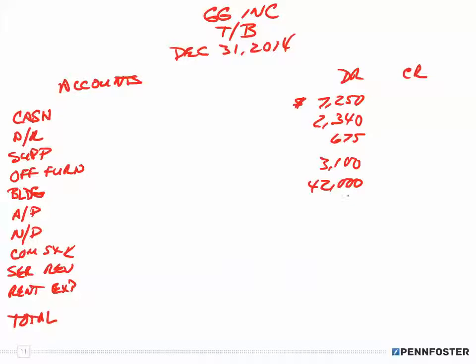Now for accounts payable, that's a credit. So in the credit column, since it's the first number, I put a dollar sign, and that amount was $725. My notes payable was $15,000. My common stock was $35,000. My service revenue was $7,840. And my rent expense was a debit of $3,200. So I put that in the debit column.